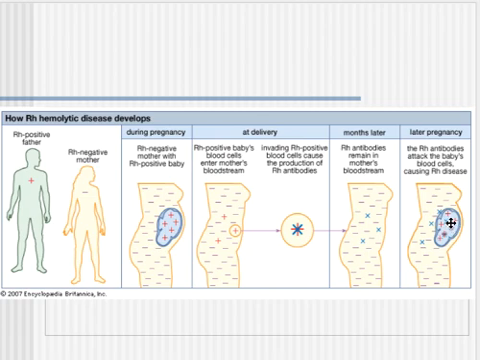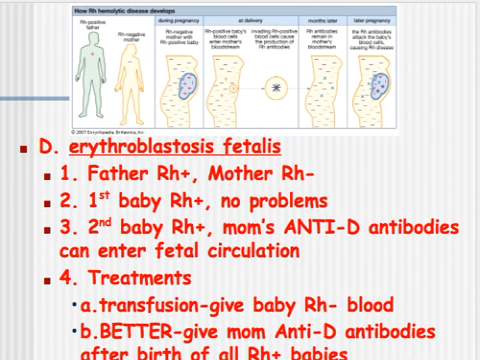And if those antibodies attack the next baby, the baby can die. So it's very, very important that when mothers become pregnant, they test the babies. When they test the babies, they can find out if the baby is going to be positive or negative. If the baby is Rh positive, that means we need to make sure that after that baby is born, that woman gets an anti-D antibody shot.